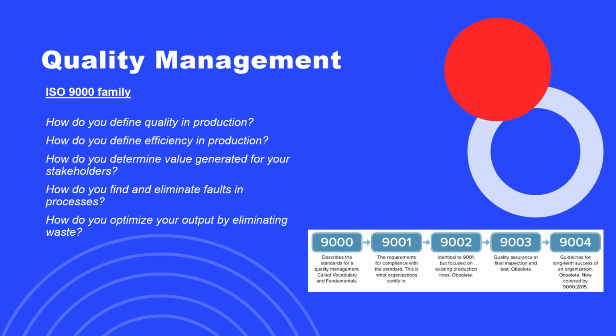Quality management, the ISO 9000 family. This is a very famous branch of ISO standards as it deals with things like the quality of production, efficiency of production, how you generate value, how you eliminate faults, and how you optimize your output. This is all key to green development because reducing waste is fundamentally important to sustainability. If you can reduce how much you need, that means that there will be more available later.